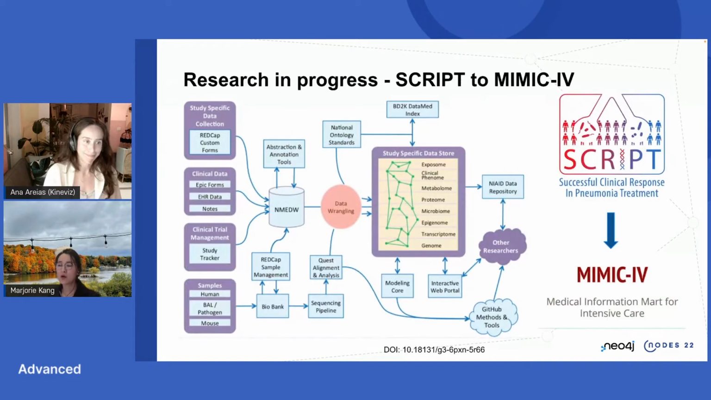Great. So I'm going to first introduce the backend story for this MIMIC project. Currently, I'm working on a multi-year pneumonia project called SCRIPT. SCRIPT stands for successful clinical response in pneumonia treatment. As we can see here, our data sets include REDCap survey data, EHR, clinical trial information, and mouse models. We also collected genomics, metagenomics, and transcriptomics, these multi-omics data sets.